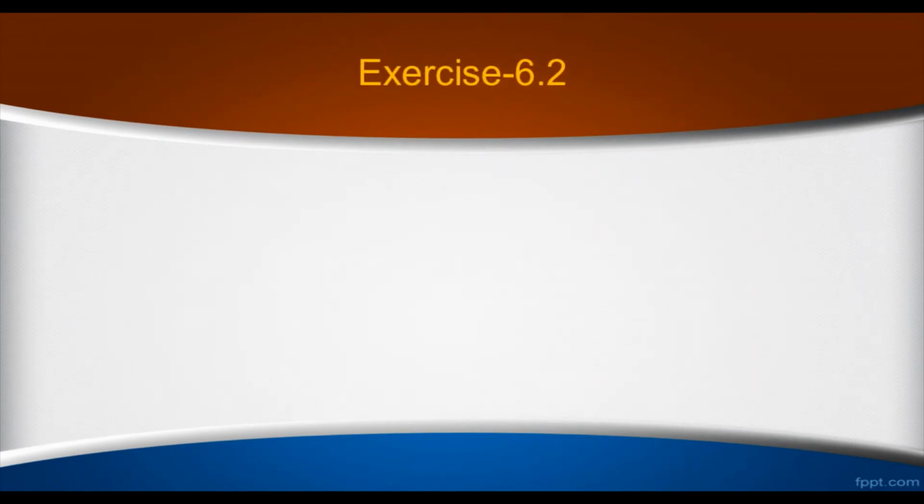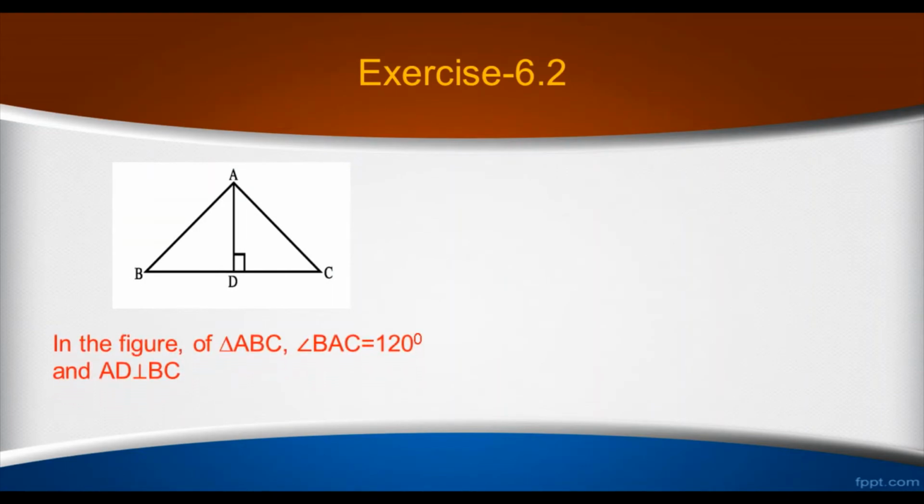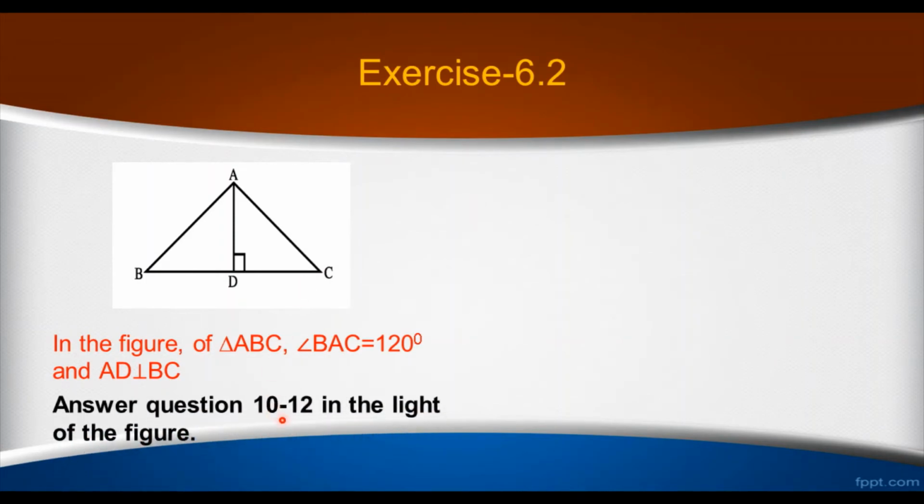So the next problem, my dear, exercise 6.2, and this is the figure. As you can see in the figure, triangle ABC, angle BAC equals 120 degrees, and AD is perpendicular to BC. This is the perpendicular sign, the right angle sign. So AD is perpendicular on BC. Now answer questions 10 to 12 in the light of the figure.